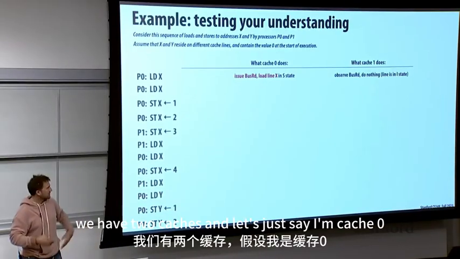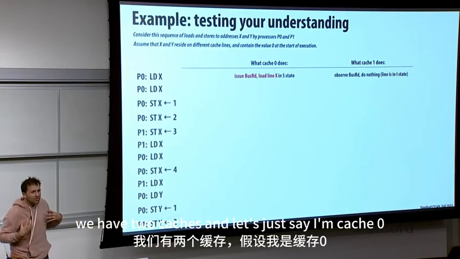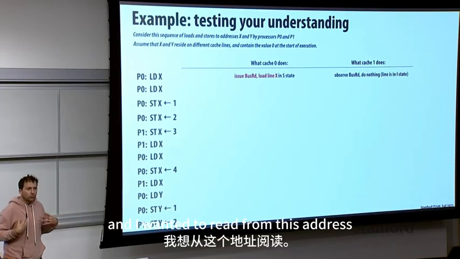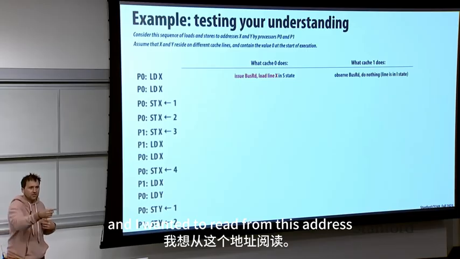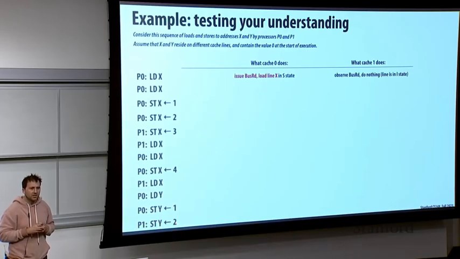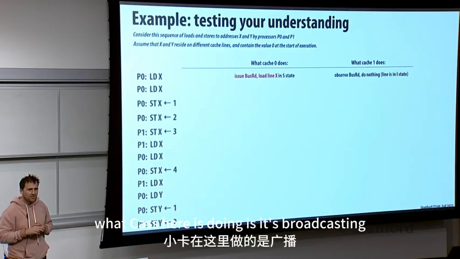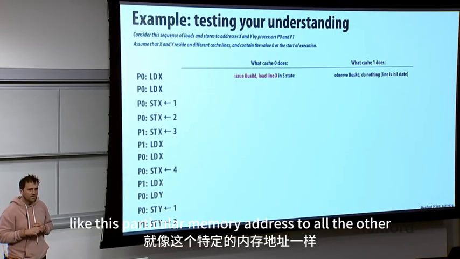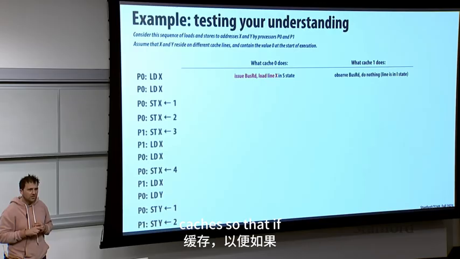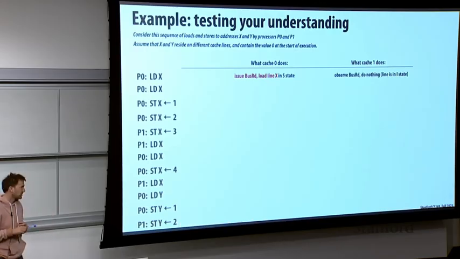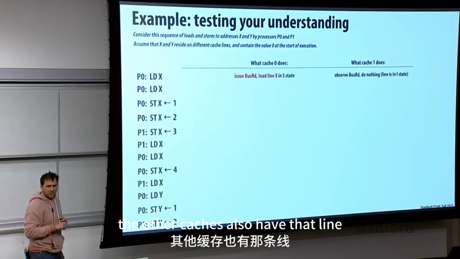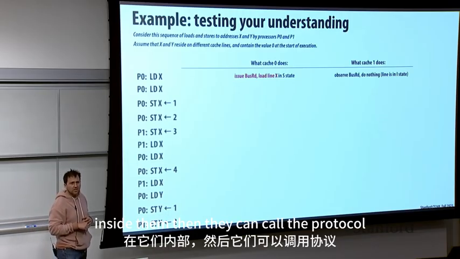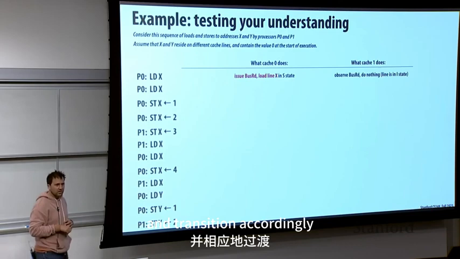We have two caches, and let's just say I'm cache 0, and I want to read from this address. So what do I have to do? Yeah, what cache 0 is doing is broadcasting the fact that it is reading this particular memory address to all of the other caches, so that if the other caches also have that line inside them, then they can follow the protocol and transition accordingly.